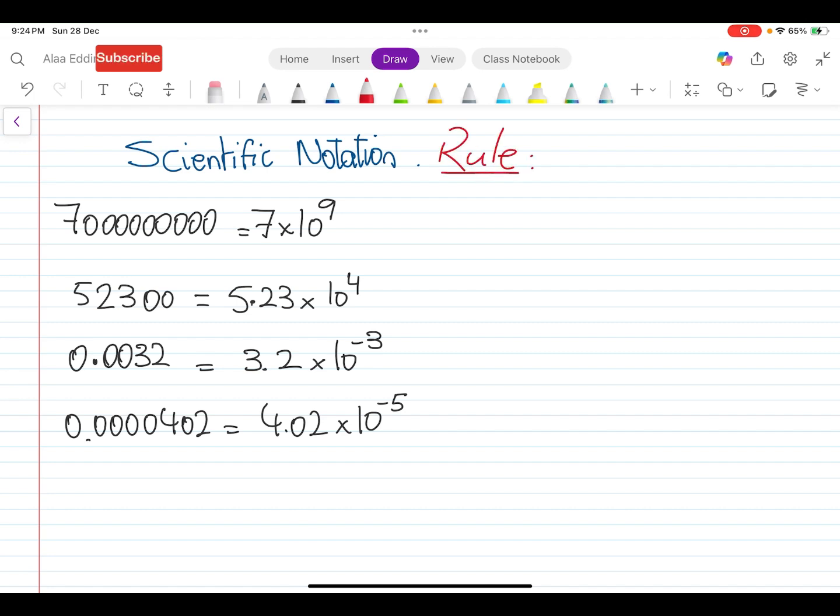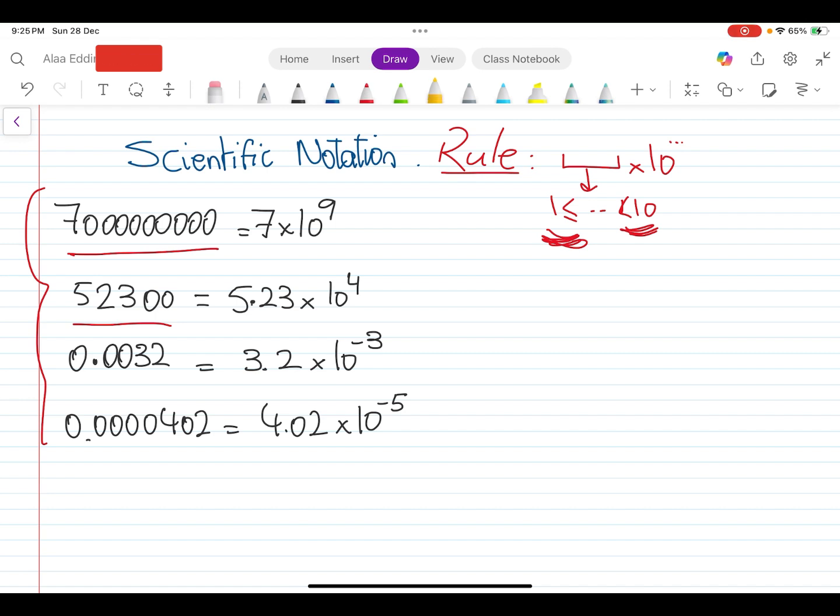So the rule that was used in all these examples and the rule that you are going to use is the following. You want to transform the number that you have, for example 7,052,300 and so on. So any number you want to have it in this format: one number that is between 1 and 10. So it could be 1 or more, but it's less than 10. This number would be multiplied by a power of 10. Now we will see what this power of 10 will be.